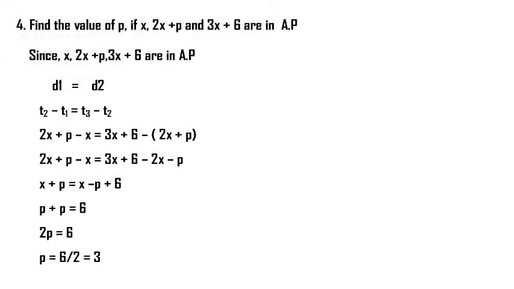Question number 4. Find the value of P if x, 2x plus P and 3x plus 6 are in AP. So 3 terms of an AP are given. We need to find out the value of P. If the terms are in AP, we know that the common difference between the terms will be the same. So consider D1 is equal to D2. Calculate D1 as T2 minus T1 and D2 as T3 minus T2. As the given terms are in AP, I can accept that D1 is equal to D2. By this equality, the value of P will be calculated as 3.